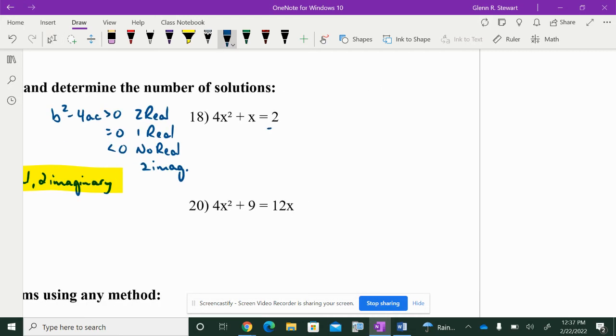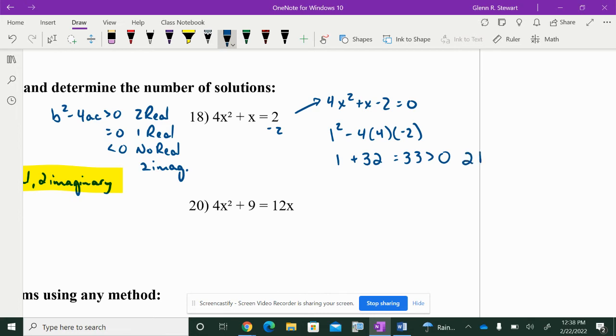This problem, I have to subtract the 2 over first. So I end up with 4x squared plus x minus 2 equals 0. So my b is 1, so 1 squared minus 4 times my ac, so 4 times negative 2. Negative 4 and 4 is 16 times negative 2 is positive 32. So I get 33, which is greater than 0. So I have two real solutions.